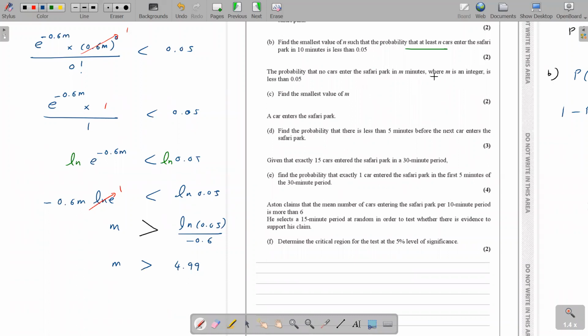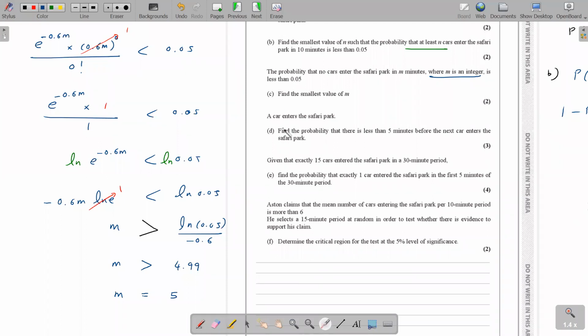Yeah, part C where m is an integer. Can you see? So 4.99. So what's the first integer that obeys this? M equals 5. Is this clear? They're asking you to find the value of m, right? Yeah, so your m value is 5. Okay.